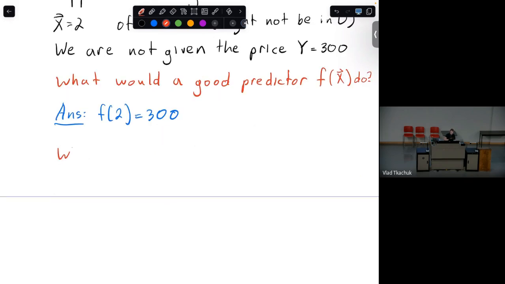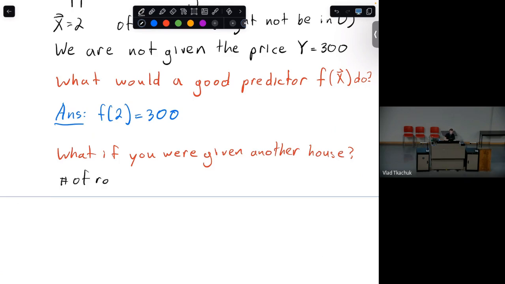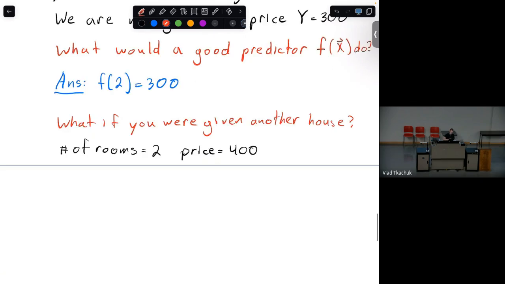What if you were given another house? Let's say that this new house also has a number of rooms equal to 2, but for some reason the price of this house was something different. Let's say it was 400. That's reasonable. You have two houses, they both have two rooms, but this one sold for more. Now I ask you, are you so sure about your predictor?